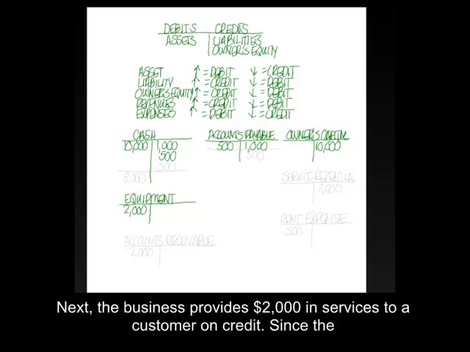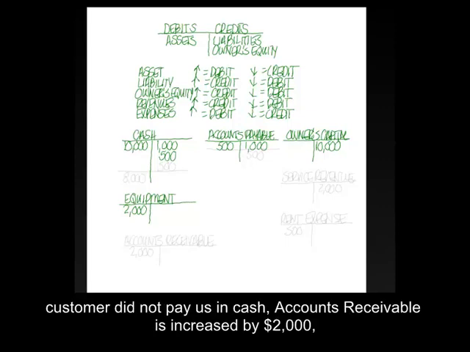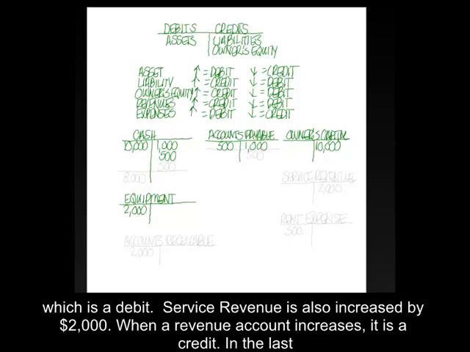Next, the business provides $2,000 in services to a customer on credit. Since the customer did not pay us in cash, accounts receivable is increased by $2,000, which is a debit. Service revenue is also increased by $2,000. When a revenue account increases, it is a credit.